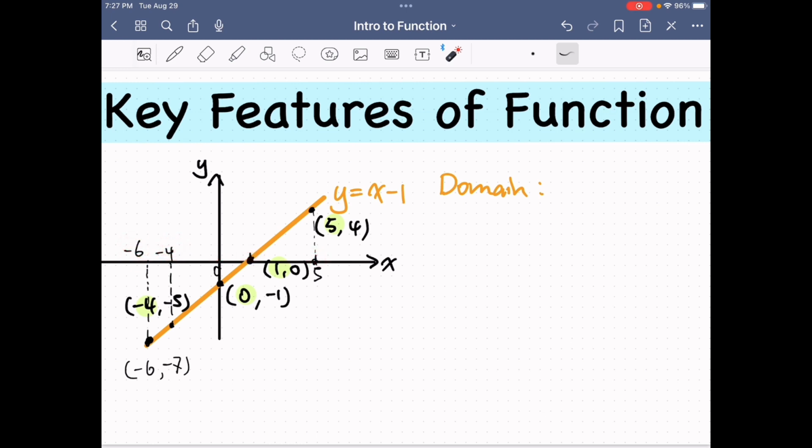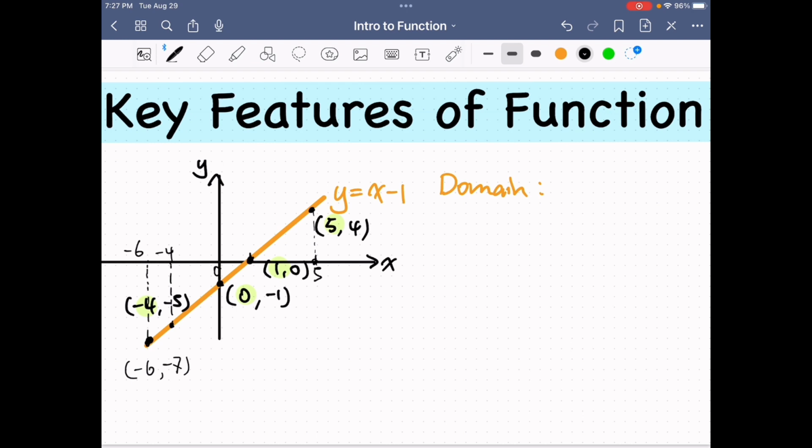Then you will realize that any real numbers along this number line, along the x-axis, can be the x values, because this linear line extends in both directions infinitely. So when you spot any of the points along the line and then draw the vertical line all the way to the x-axis, it corresponds to every single point on the x-axis, which are all the real numbers.